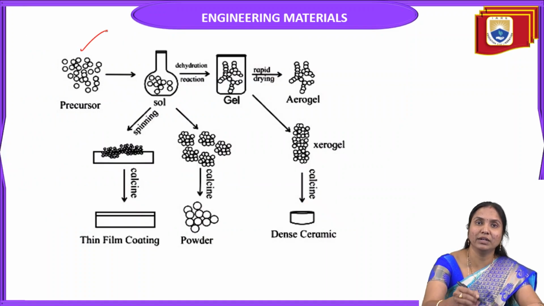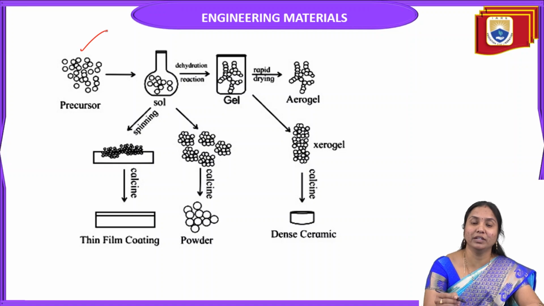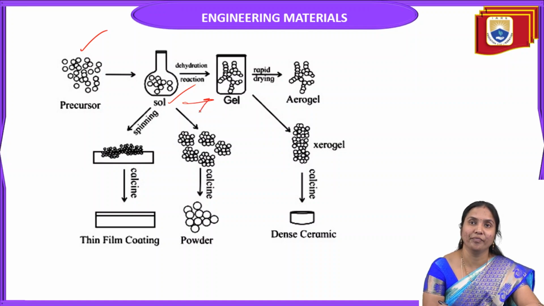So here the starting material acts as a precursor. When we dissolve it by adding alcohol and water, it converts to a solution. After the polycondensation reaction continues between metal oxide and metal hydroxide, the sol is converted to gel. With rapid drying it forms aerogel. And when it is isolated by thermal treatment, it forms xerogel. So finally we obtain nanoparticles, nanomaterials or nanopowder synthesized by the sol-gel method.